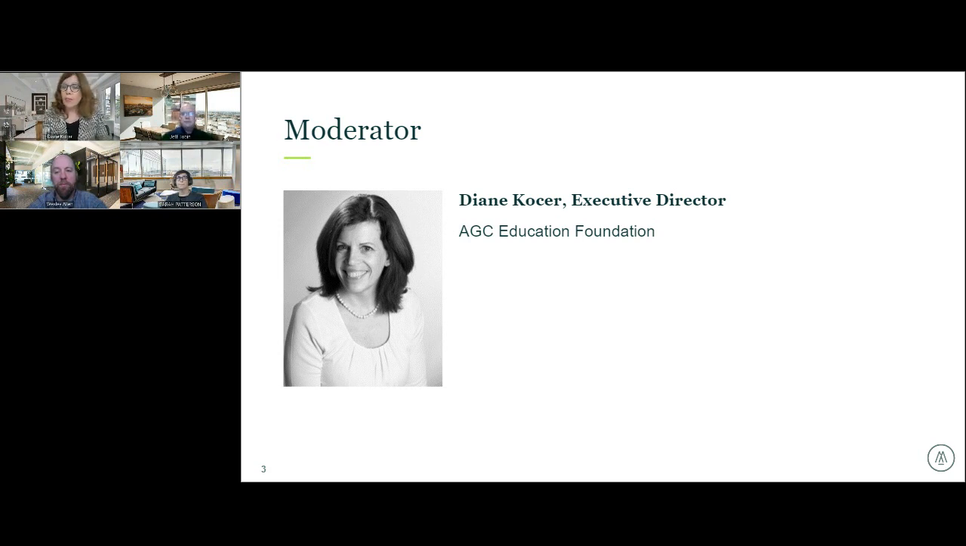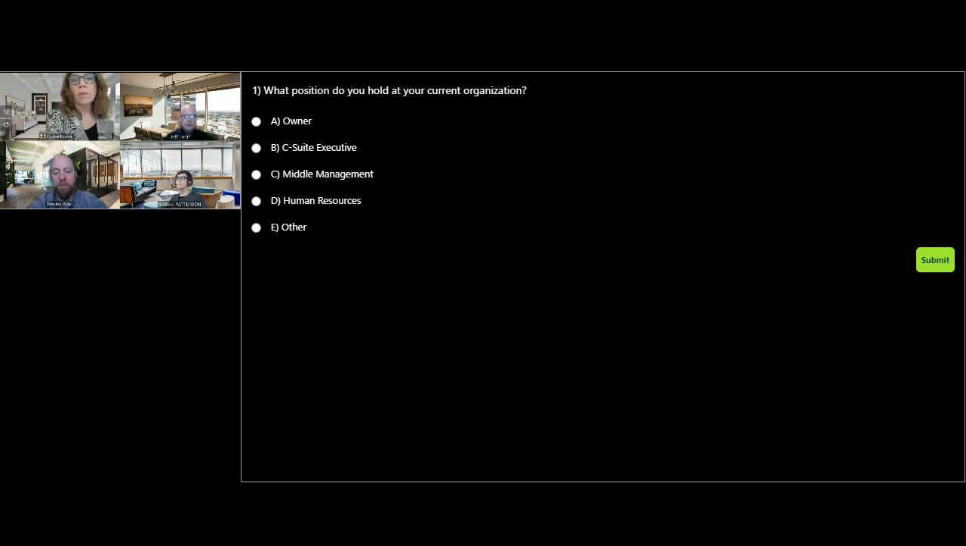So at this point, before we introduce our panelists, I believe, Amy, you've got the first polling question. Yes, thank you, Diane. So our first polling question is, what position do you hold at your current organization? A, owner, B, C-suite executive, C, middle management, D, human resources, or E, other. And we will give you a few moments to respond. To respond, you need to click the button next to the answer you choose and hit submit. And if you cannot see the submit button, just enlarge the slide area.